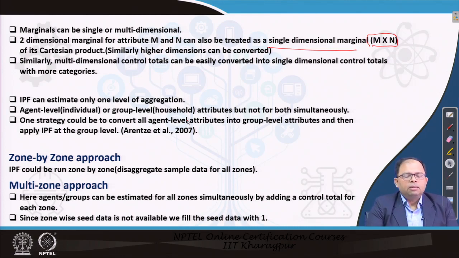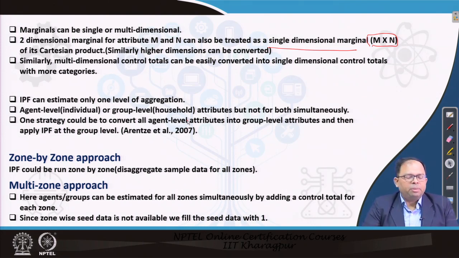One strategy could be to convert all agent level attributes into group level attributes and then apply IPF at the group level. So one strategy to overcome this problem is we don't do it for the agent level, we only do it for the household level. We first convert every individual into groups, make them into a certain number of households, and then we proportionately determine the households. When the households are determined, automatically the number of agents in each group could be determined from the households itself.